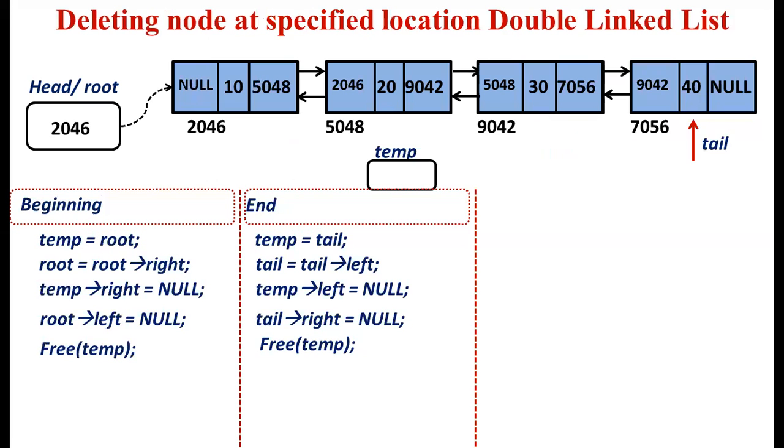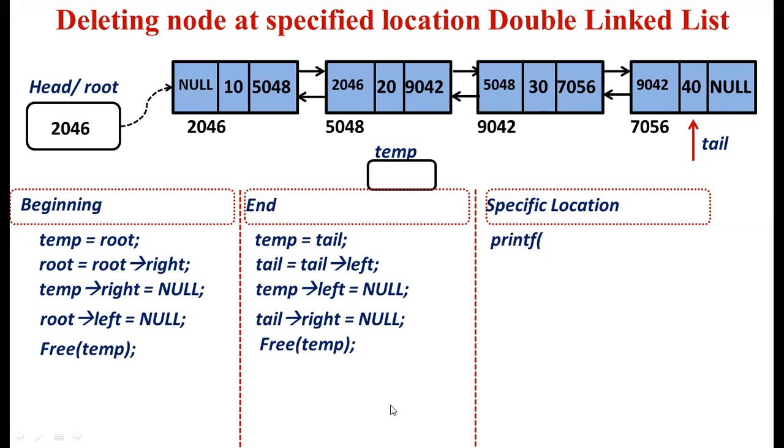Now let us see the third case, that is how to delete a node at a specified location. Again, consider the same double linked list with 4 nodes like this, with the root pointing to the first node. So here first we have to read the specific location where we have to delete. Now if the specified location does not exist, then we have to display the message saying that it is an invalid location. So first we have to enter the location value.